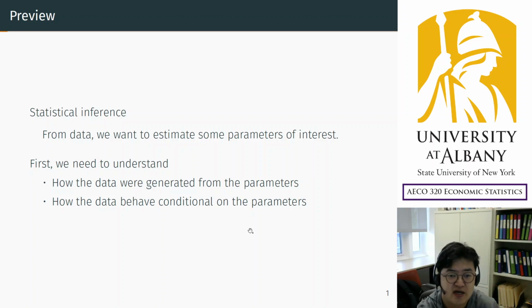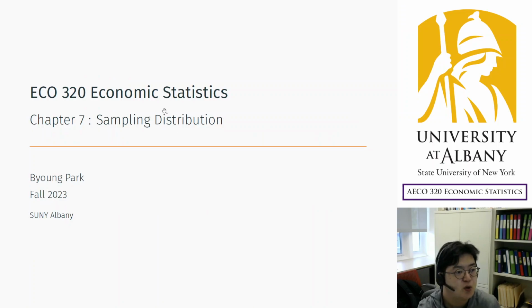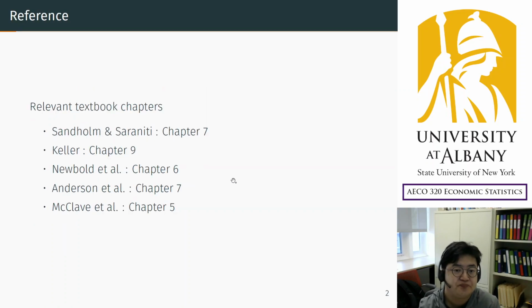So the title is sampling distribution. I will explain why it is named as sampling distribution. It will be intuitive. In textbook chapters, some textbooks may not have a sampling distribution chapter, but in that case, I recommend you to find the law of large numbers or the central limit theorem. Any statistics textbook must have those two theorems, the law of large numbers and the central limit theorem. These two are fundamental theorems in statistics.